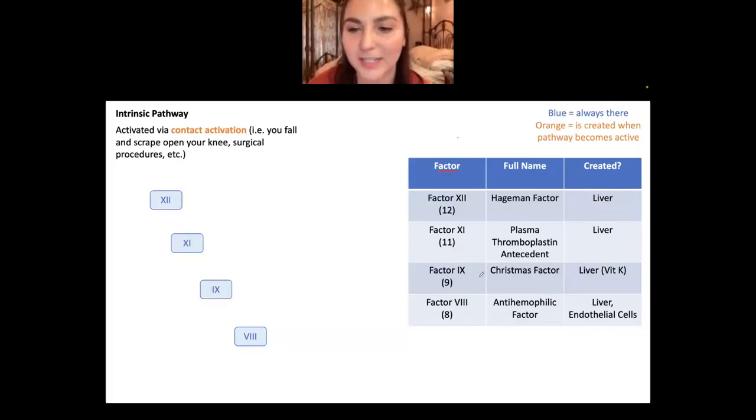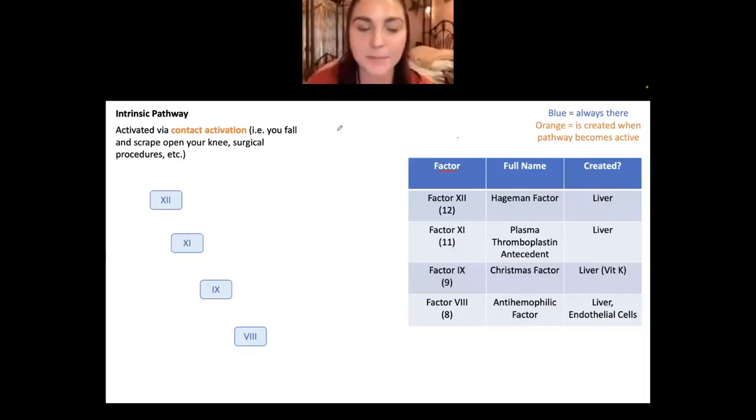Factor 9, this is Christmas factor. It's because it was discovered on Christmas, which I just think is funny. And then it's also made in the liver. And I put vitamin K here because this will come up with warfarin later. This is a vitamin K dependent factor. If you have done the Sketchy for warfarin yet or have reviewed warfarin, which is Coumadin, you know that it's going to inhibit the vitamin K dependent factors. So I just put them here whenever I can. But here it is dependent on vitamin K. And then factor 8, this is anti-hemophilic factor, and it's made in the liver as well as within the endothelial cells. Okay? All right, so now we'll get started with the actual cascade.